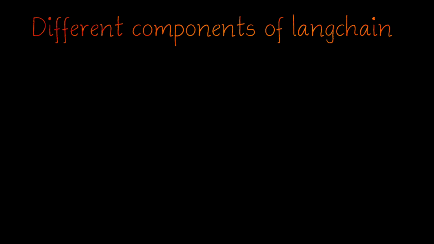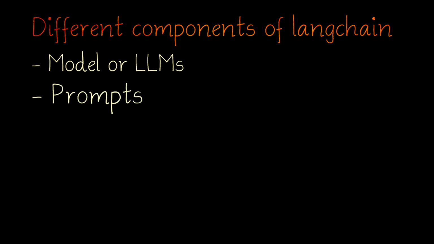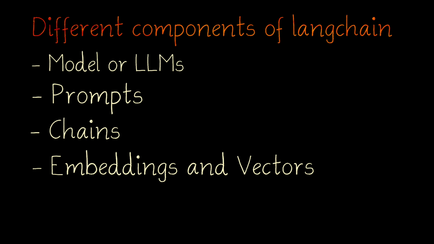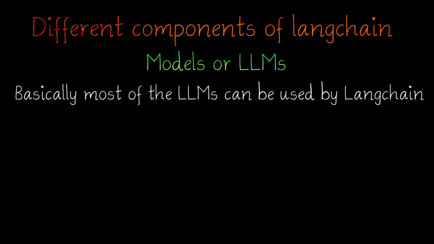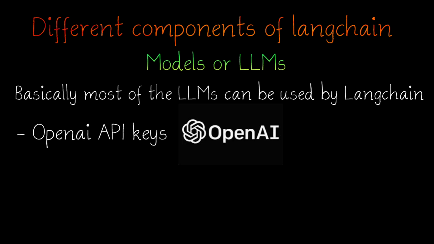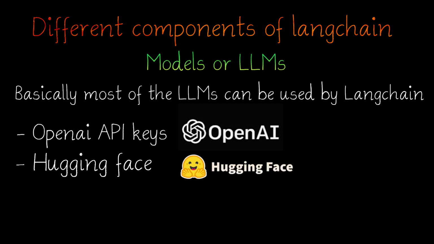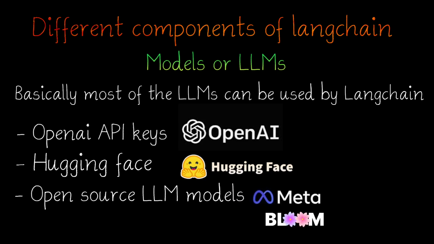Below are the components we have in Langchain, that is models or you can say LLMs. Next, prompts, then chains, embeddings and vectors, and lastly agents. Let's understand these components one by one. First, we have models or LLMs. Basically, most of the LLMs can be used by Langchain in any of the below ways, either with the help of an OpenAI API key or Hugging Face, or you can use an open source LLM model which is available.